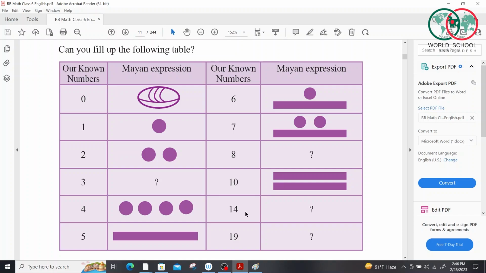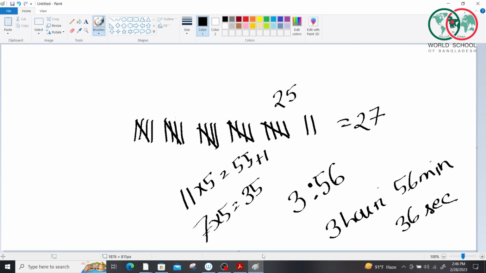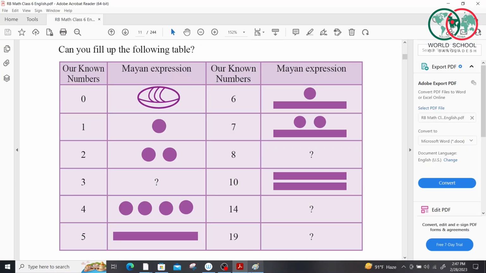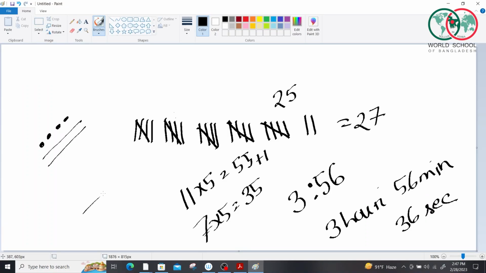So to represent 14, what will be the symbol? We can use 2 straight lines, which is 10, and we need another 4 to make 14. So we can use this to become 14. It's not so hard, see? So how will we represent 19? We can use 3 straight lines, then it becomes 15, right? To become 19 we need another 4 dots, so it will look like this.